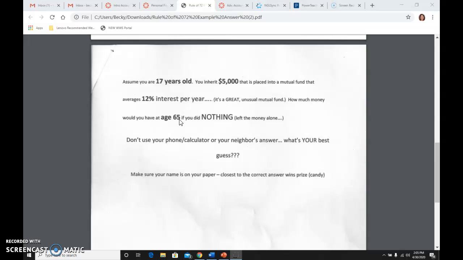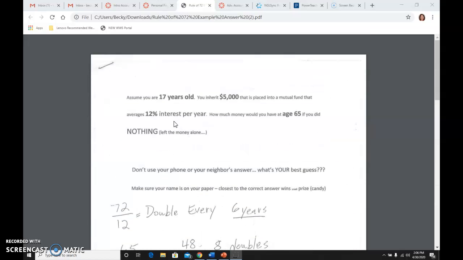So the rule of 72 says that I'm going to take 72 divided by the interest rate to figure out how long it would take to get this $5,000 to double. So if I take 72 divided by 12, I'm going to get 6, which means every 6 years it's going to double. So that 5,000 will become 10,000 in 6 years. Okay? But we're wondering at age 65 how much it's grown to. So what do we need to do? Here's the calculation showing every 6 years.